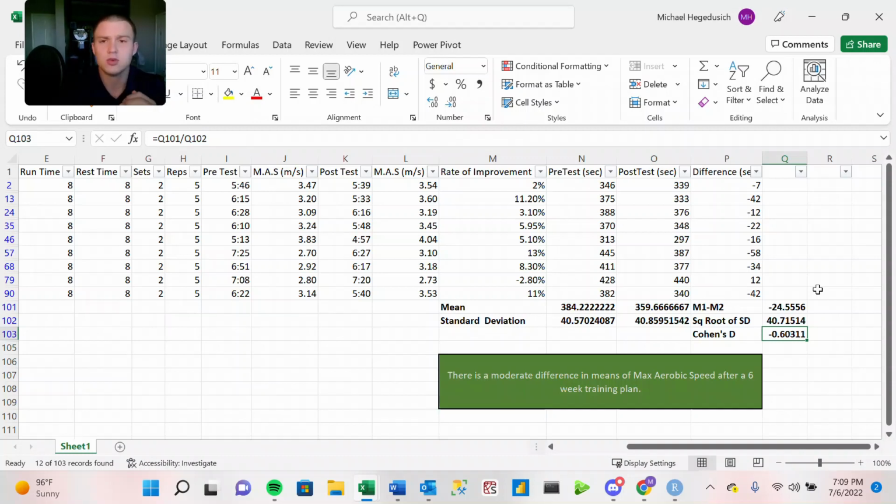In an ideal situation, we would use a calculation called Hedges' g, which is better for smaller sample sizes, but I just went ahead for practical purposes and used Cohen's d for this.